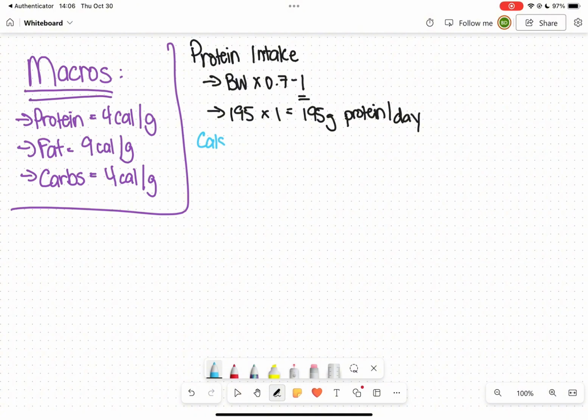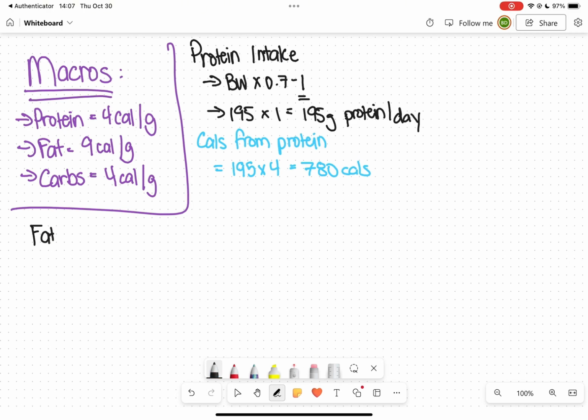From here, we calculate the calories that come from those 195 grams of protein per day. Going back to our initial chart, protein is 4 calories per gram. So we do 195 grams times 4 to give us 780 calories. This is derived from protein alone.